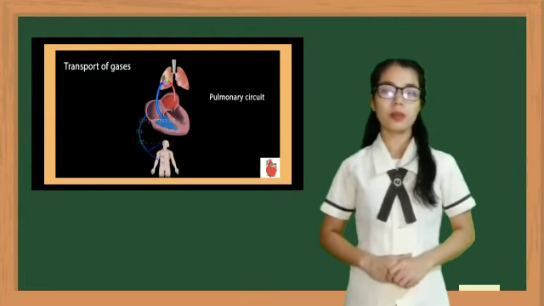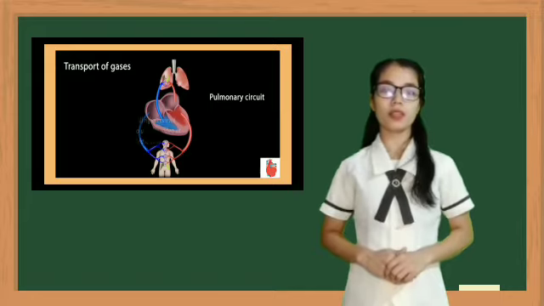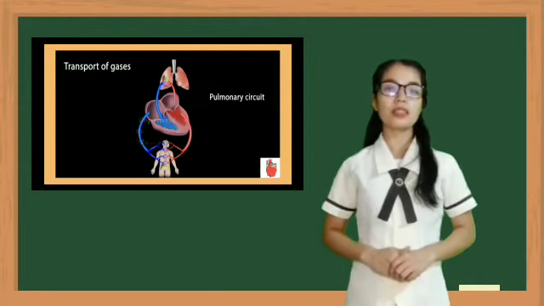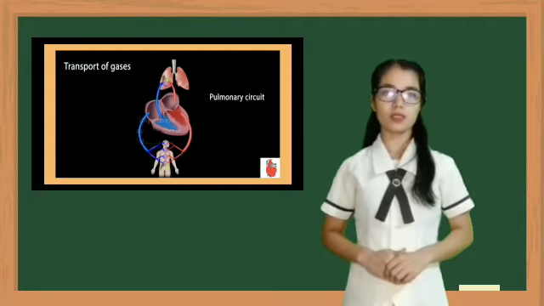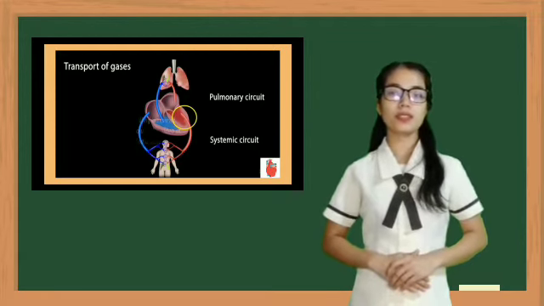The left side of the heart pumps oxygen-rich blood to the body's tissues, where it unloads oxygen and picks up carbon dioxide. The resulting deoxygenated blood again returns to the right side of the heart to complete the cycle. This part is the systemic circuit. Because the left side of the heart has to pump blood to the entire body, it has thicker muscle than the right side.